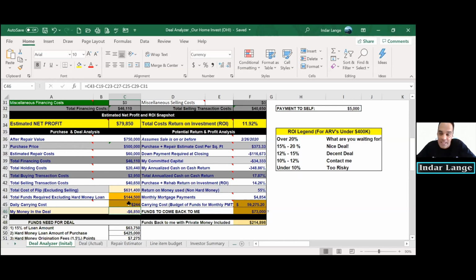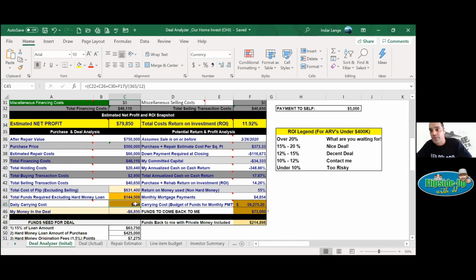I like to know my daily carrying costs too. Say my construction guys are working and they want to work Saturday. I'm like, hell yeah, you want to work Saturday? It costs me $244 a day. If you work Saturday, we can get done a day faster. That's going to save me $244.